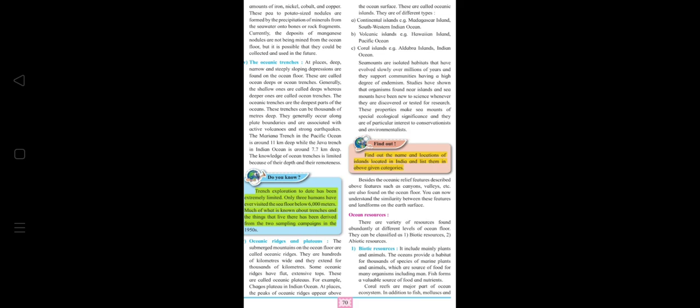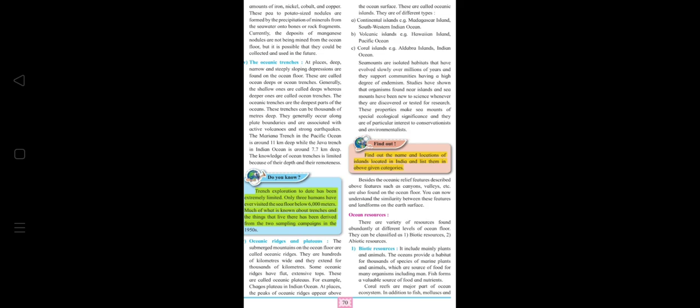Now when we come to this, the abyssal plains are often littered with nodules of manganese containing varying amounts of iron, nickel, cobalt and copper. These pea to potato size nodules, these small portions, are formed by the precipitation of minerals from the seawater, onto bones or rock fragments. Currently, the deposits of manganese nodules are not being mined.